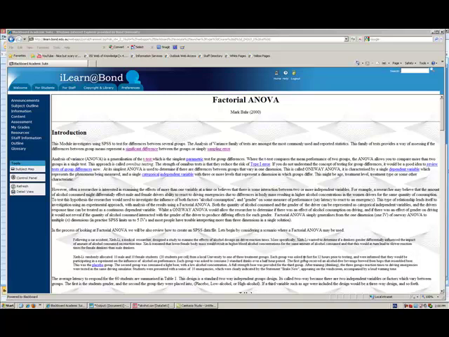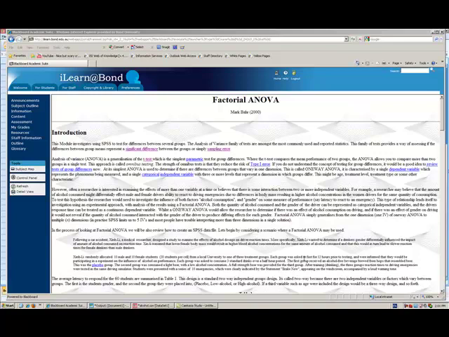In this tutorial we're going to look at conducting factorial ANOVA. Factorial ANOVA is a generalization of the forms of ANOVA we were looking at previously in terms of a between groups design, where instead of just having one independent variable, or one thing that's being manipulated, we have two things that are being manipulated.